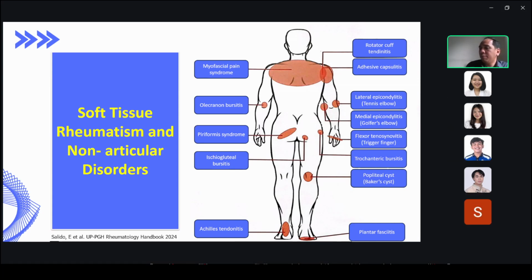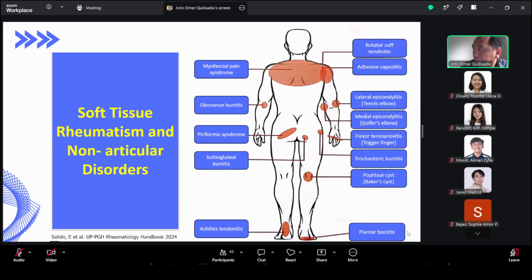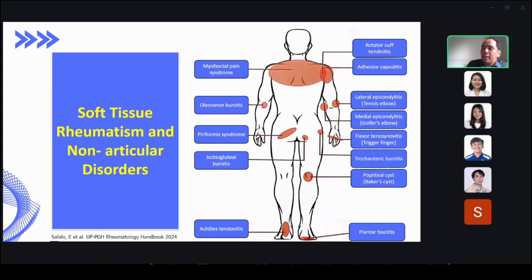And then think of popliteal cyst or Baker's cyst if the patient is complaining of pain in the popliteal area. And for patients with ankylosing or axial spondyloarthropathy, think of Achilles tendinitis when they have pain in the Achilles area, and plantar fasciitis when they complain of pain in the plantar area, or patients who have difficulty walking because the sole hurts. So think of plantar fasciitis.